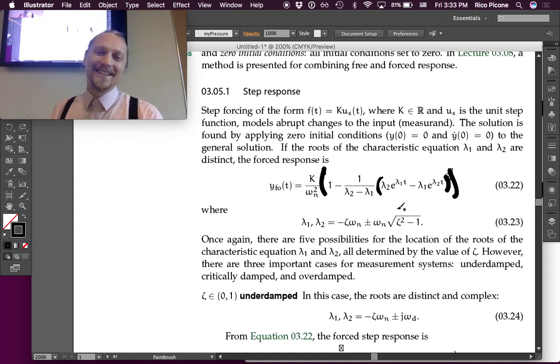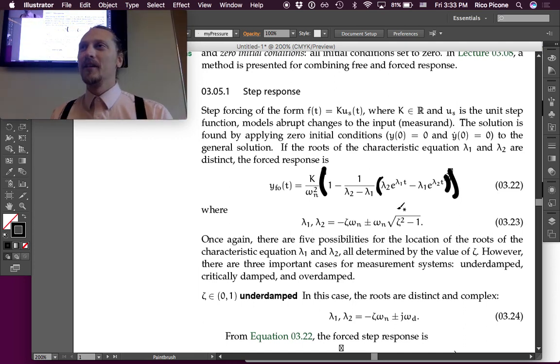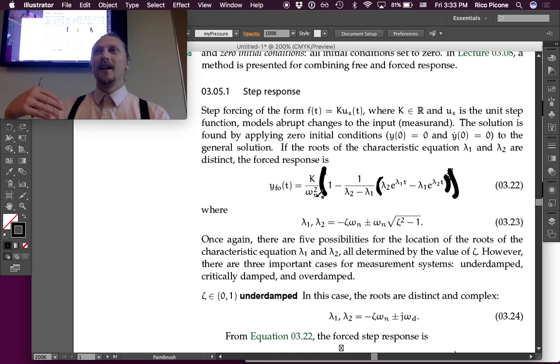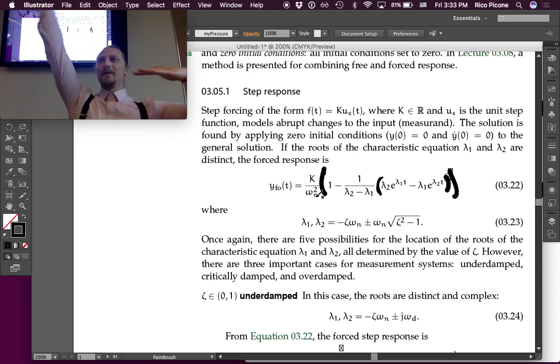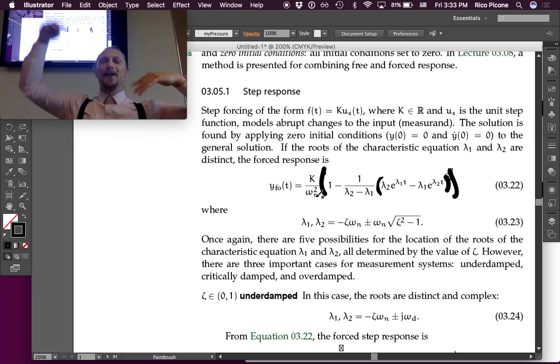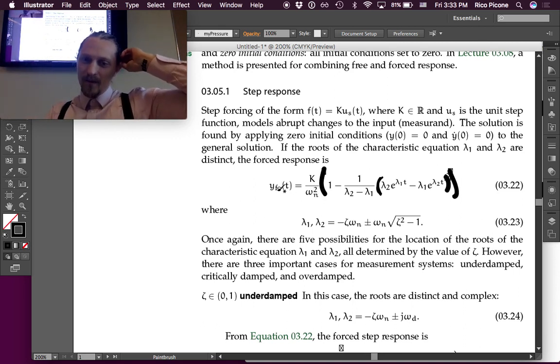Okay, so this actually looks a lot like the initial free response, but with another factor here. It's essentially like the free response, but instead of going to 0 from an initial condition, we're going from 0 to some final value. But it looks exactly the same. It's like a mirror image of it.